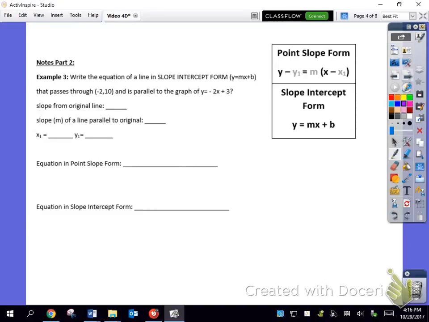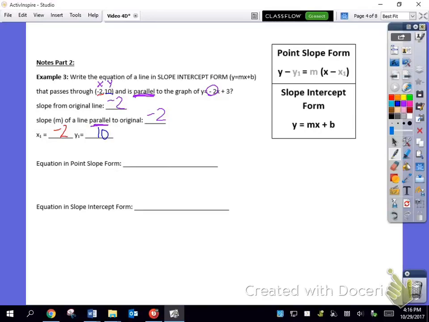On example 3, write the equation of the line in point slope form that passes through. Now when I have an ordered pair, it's always x, y, and is parallel. Now parallel means I'm going to have the same slope. So the slope is negative 2, so if it's parallel, it's also going to be negative 2. My x value is negative 2, and then my y value is 10.